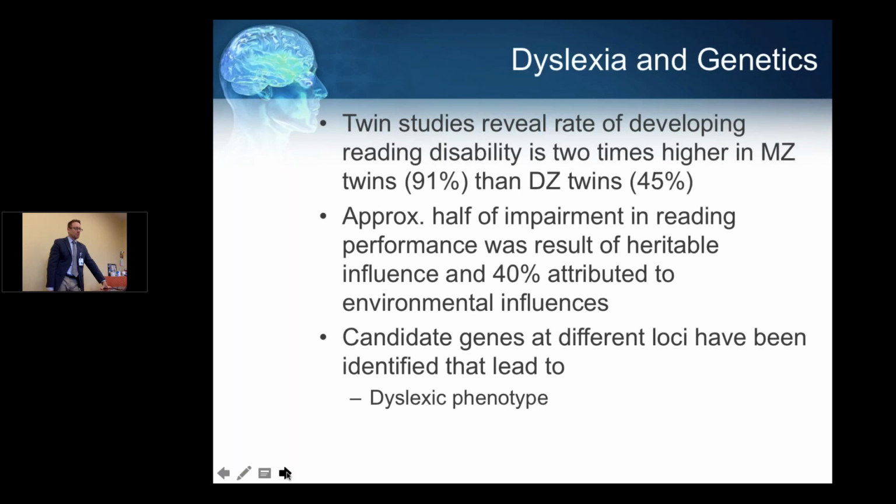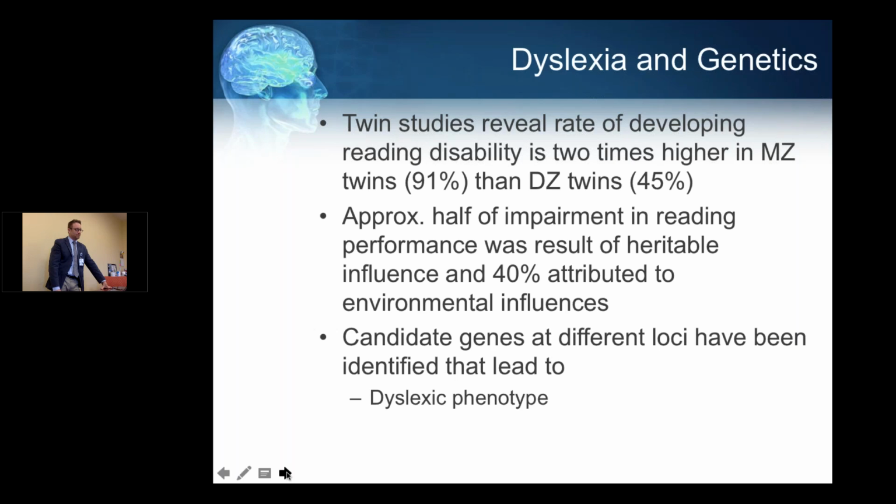So twin studies reveal the rate of developing reading disabilities is 2 times higher in monozygotic versus dizygotic twins, meaning that the more genes you share, the more likely you're going to have it. Half of impairment in reading performance is due to genetics, 40% environment. So it usually has got to be a combination of both.